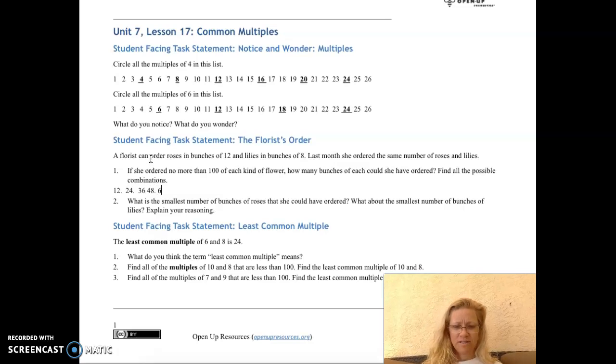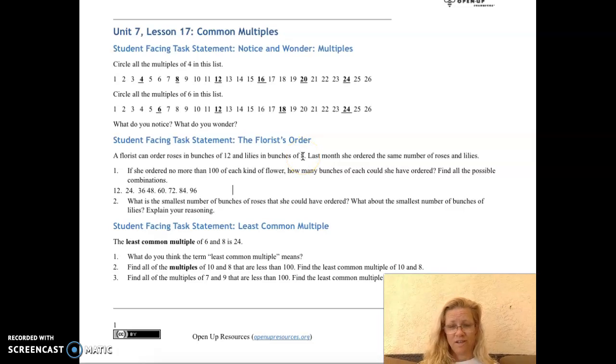Plus 12 more is 60. Plus 12 more is 72. Plus 12 more is 84. And 12 more than that is 96. Oh, card backfired or something. So, anyway, these are all the multiples of 12. So now I see that, but I'm not going to go over 100 because she ordered no more than 100 of each kind of flower. Okay, now I'm going to look at the multiples of 8.